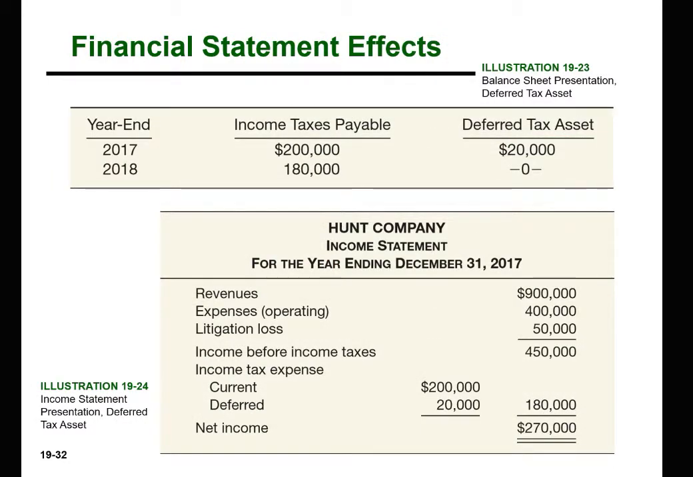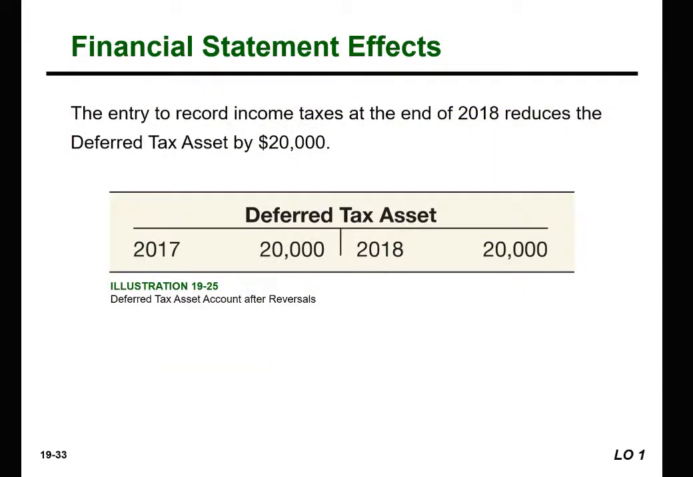So for the financial statements, you would see on our income statement an income tax expense representing $200,000 of current, $20,000 deferred, for a total of $180,000 for 2017. The end of 2018, our deferred tax asset accounts would be represented here, showing the recognition of it in 2017 and then the realization of it in 2018.